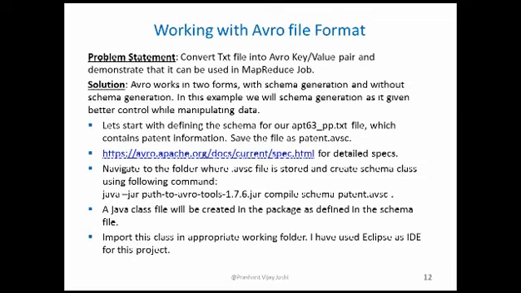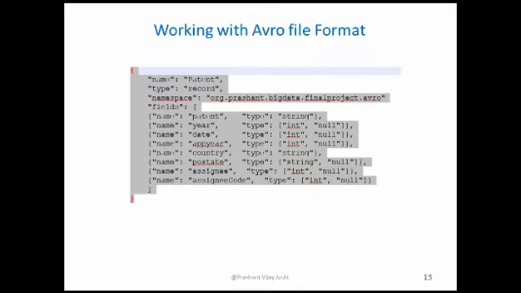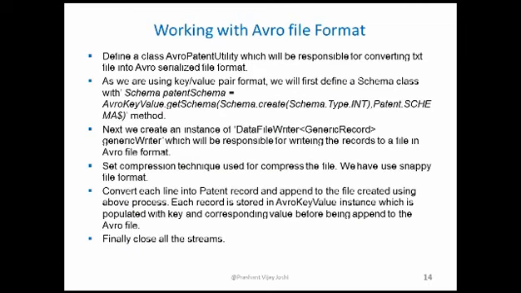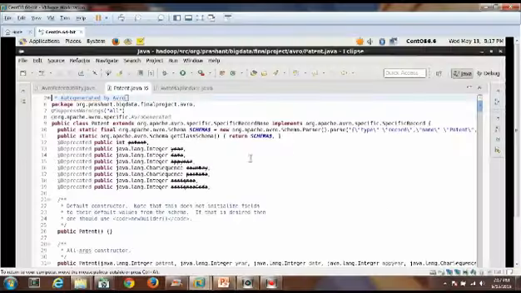We'll use the avro-tools.jar to convert the patent schema into an implemented POJO class, and we'll import it into our IDE. I've used Eclipse as an IDE here. This is how the patent schema looks like. We have a name, type, namespace, and different fields that we want to capture. Next, what we need to do is to write a utility method which will convert our schema into the actual representation of Avro files. Let's deep dive into the code now.